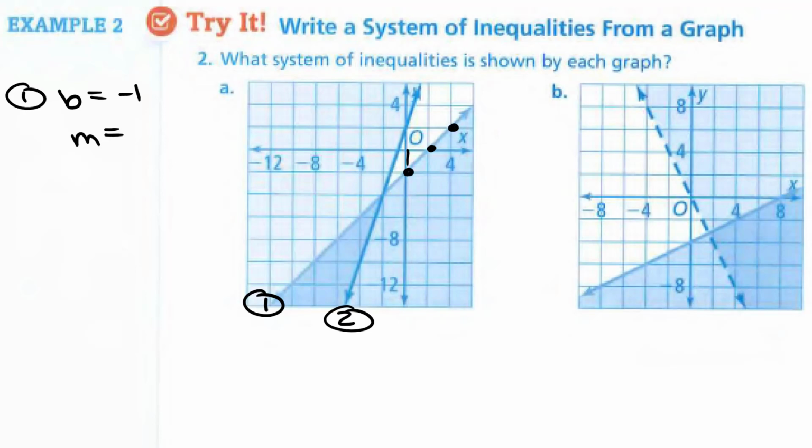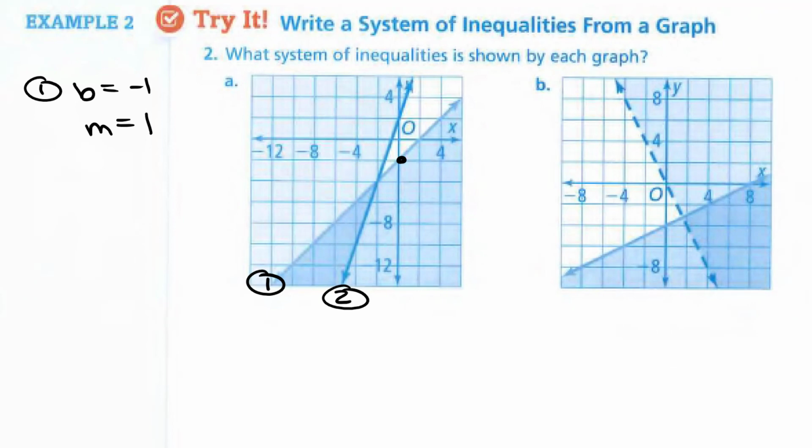And then we can just look for a couple more nice points. Looks like we go up 1 over 1, up 1 over 1. So our slope is 1 over 1, or just 1. Next, we need to talk about the shading for our inequality. Our shaded region, the solution, is where we have the darkest shaded area, where they overlap. That's going to be right here. This is the solution to the inequalities.